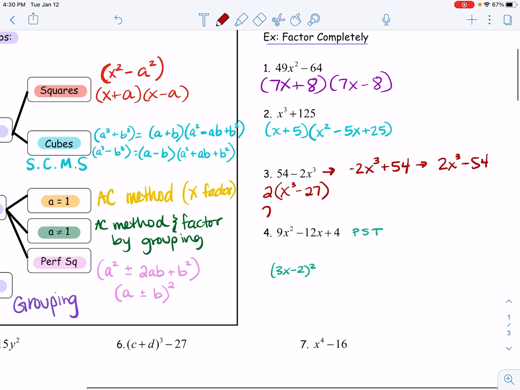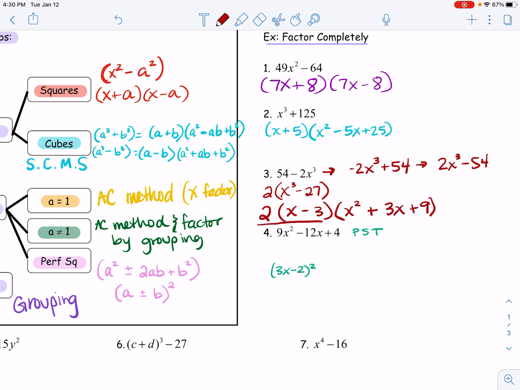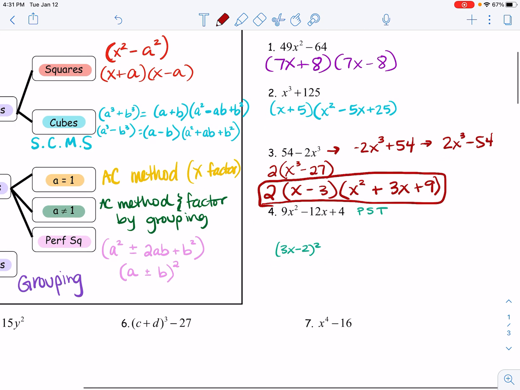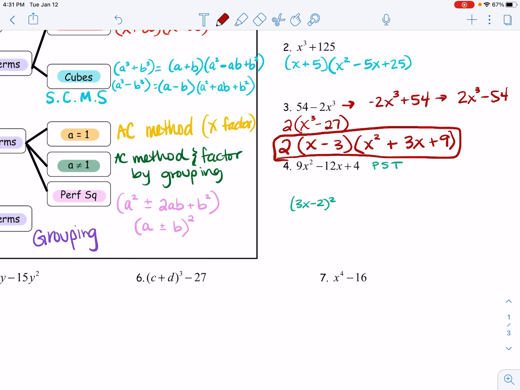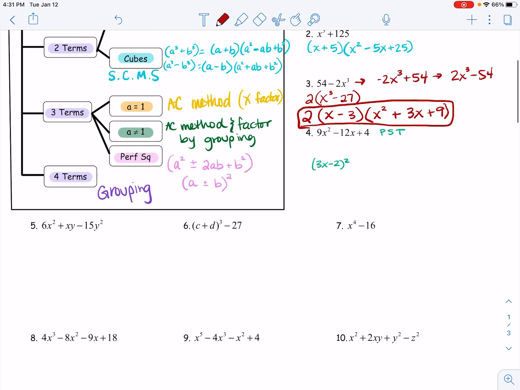So I keep my 2. I create my binomial. Remember, that's taking the cubed root of the first, taking the cubed root of the last, keeping the sign. And now I scum the binomial. I square the first, change the sign, multiply the 2 terms together, and square the last. So 2 times x minus 3 times x squared plus 3x plus 9. And that is factored completely. Okay. We did number 4. It was a perfect square trinomial. So now let's look at 5.